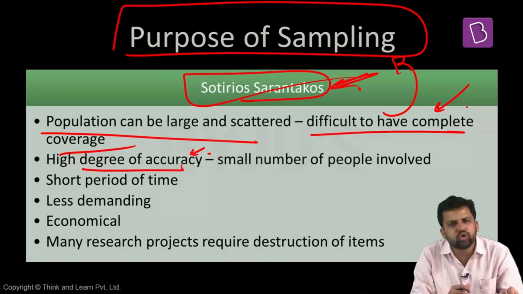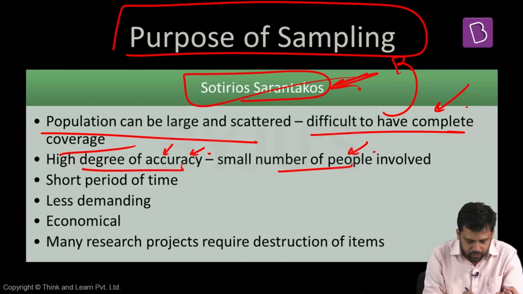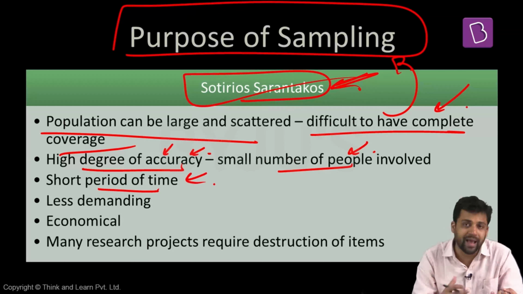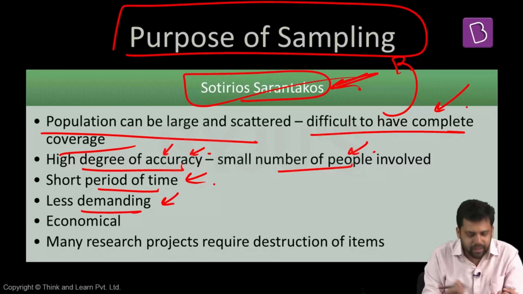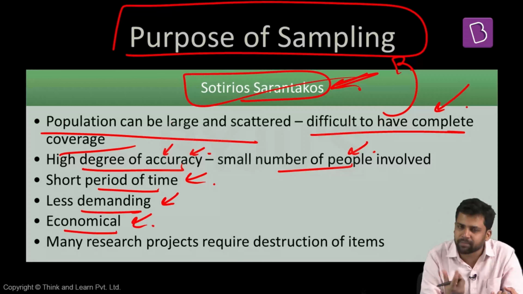Next thing, samples can also provide you a high degree of accuracy. A small number of people are involved. You have to study a small number of people, so accuracy can also be good. You can carry out your research in a shorter period of time as compared to the scenario in which you are going to study the entire population. It is less demanding when it comes to effort. It is economical; you also save money. Studying the entire population might be difficult, while studying the sample might be comparatively easier.